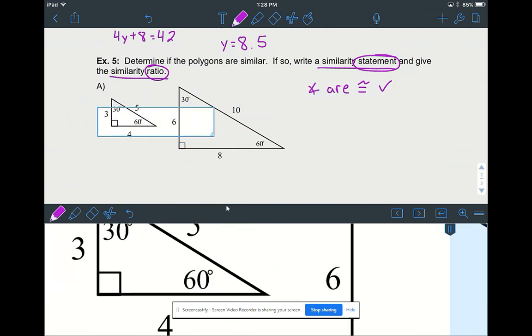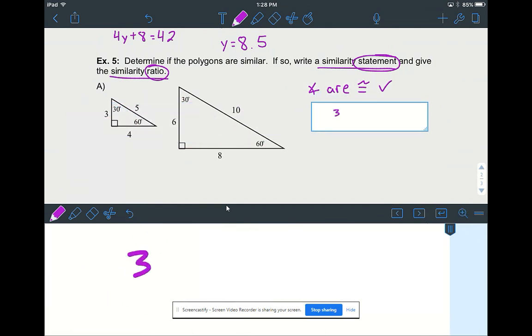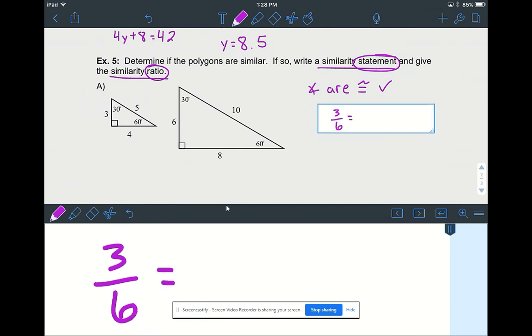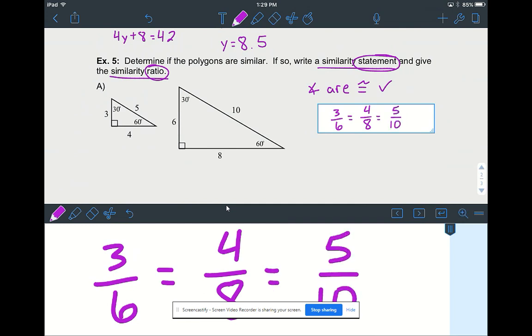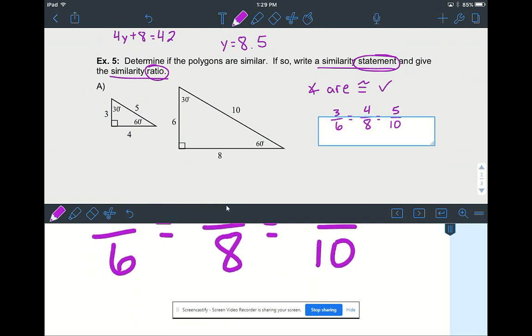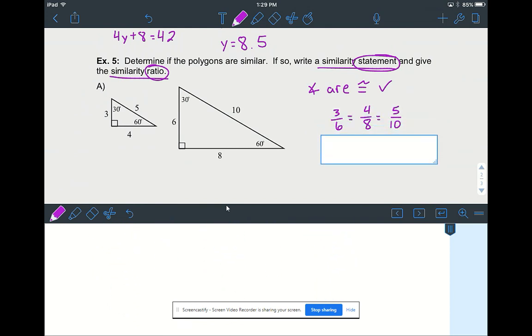So I'm going to look at 3 to 6. They have to be corresponding sides. These are the two smallest sides in each triangle, so they have to be corresponding. And then 4, that's your medium side, to 8. And then 5, that's your hypotenuse, to 10. So I went short leg, long leg, hypotenuse. Now we have to make sure that all these are proportional.